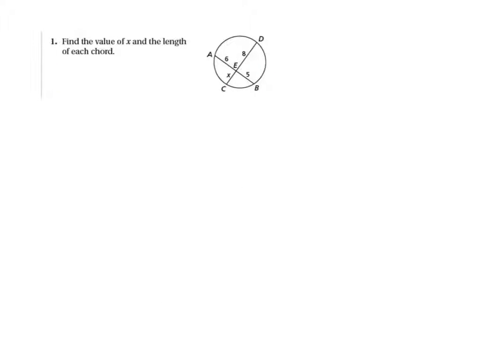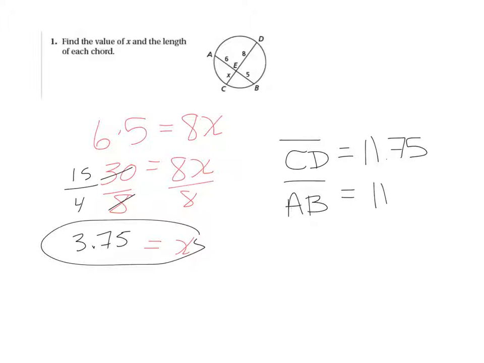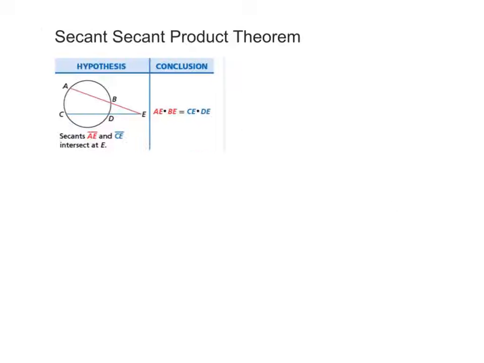Here's another example. Try to find the value X and the length of each chord for this problem. Pause the video, and then when you're ready for the answer, hit play to see if you're correct. So I did 6 times 5 equals 8 times X. I solved algebraically. I got 30 equals 8X, divide both sides by 8. X was 3.75. Then from there I plugged my value in the X spot. I added my 8 and my 3.75 to get the length of chord CD, which is 11.75, and the length of AB was 6 plus 5, which is 11.